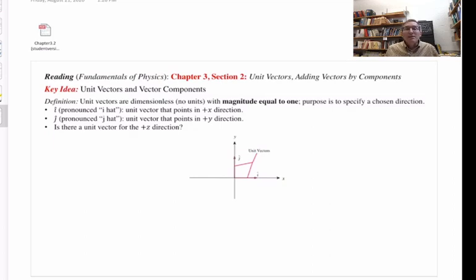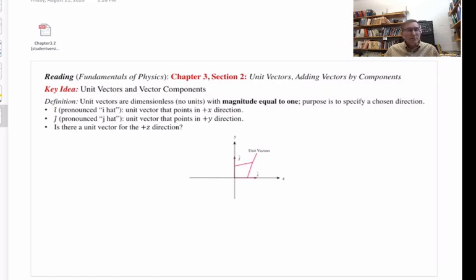Okay, welcome back. This is the video lecture for Chapter 3, Section 2, Unit Vectors and Adding Vectors by Components. We learned in the previous lecture how to add and subtract vectors using a graphical method, the head-to-tail method. That's fine for drawing sketches and simple pictures to give us a feeling for what a resultant vector is when we add or subtract multiple vectors.